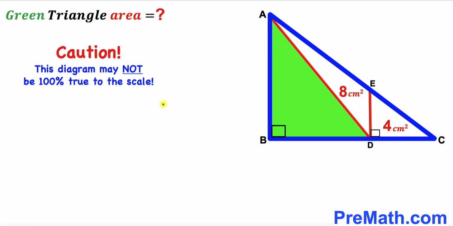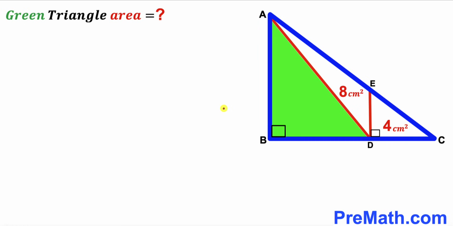Please keep in mind that this figure may not be 100% true to scale. Let's go ahead and get started. Here's our very first step: since we are interested in calculating the area of the green shaded triangle ABD, I'm going to label its area as uppercase A, and our task is to find the value of uppercase A.